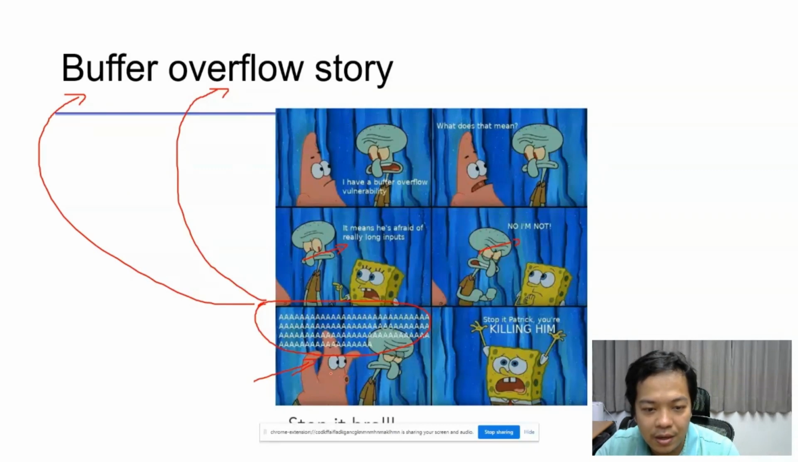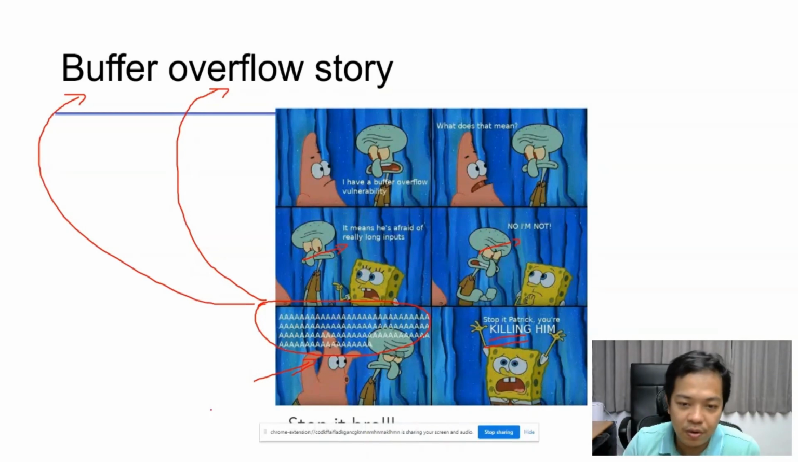So we allow very long input. The meaning in the word is a meaningful one: the buffer is overloaded and cannot process it, and it jumps to another address. That other address can be exploited by the hacker. That is how they can exploit a buffer overflow. Okay, that is the funny story.